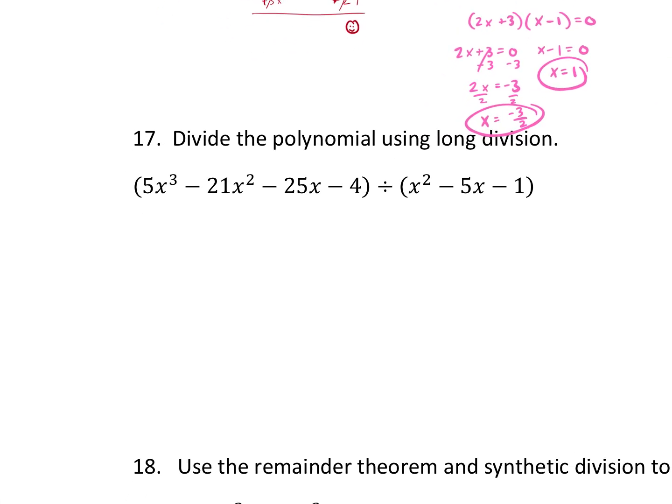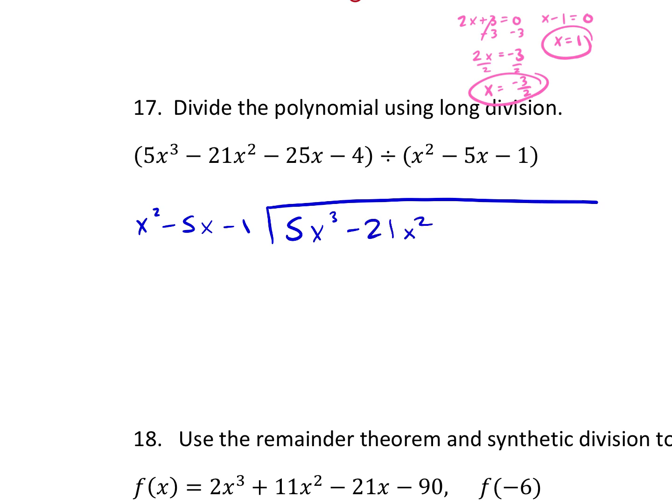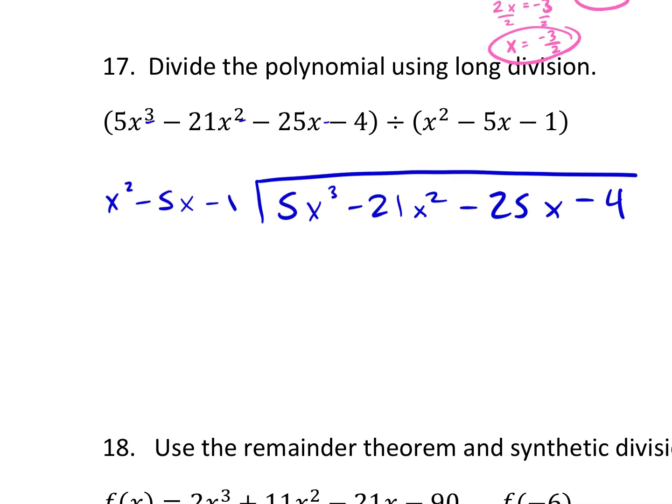All right, 17, we have to divide using long division. If a question like this was multiple choice and it just said divide, you could divide however you want, but if it has 3 terms, if it's a trinomial that's dividing into it, you can't use synthetic division. You have to use long division. So that goes on the outside. 5x to the 3rd power minus 21x squared minus 25x minus 4 goes on the inside. Always double check to make sure you're not missing any terms. I start with cubed, squared, 1st power, no power. So we're good. So we go ahead and divide.